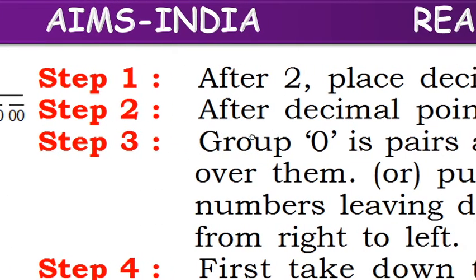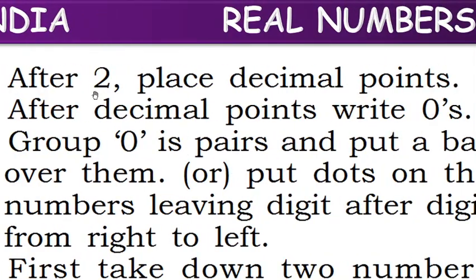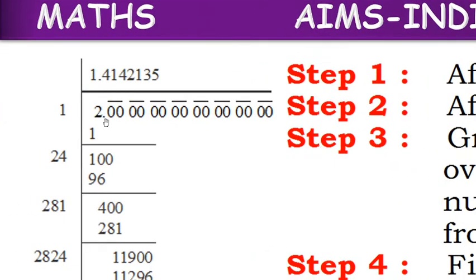Long division method. What do we have to do here? We have to find the square root of 2. So after 2, place a decimal point. First we have to place a decimal point after 2. That is step 1.